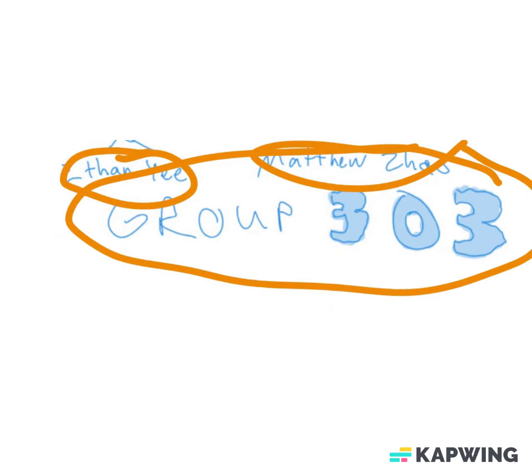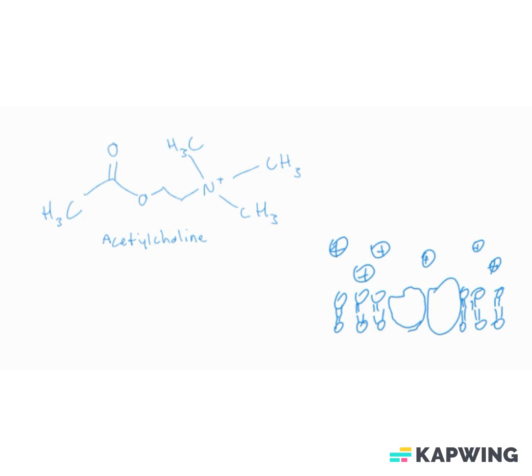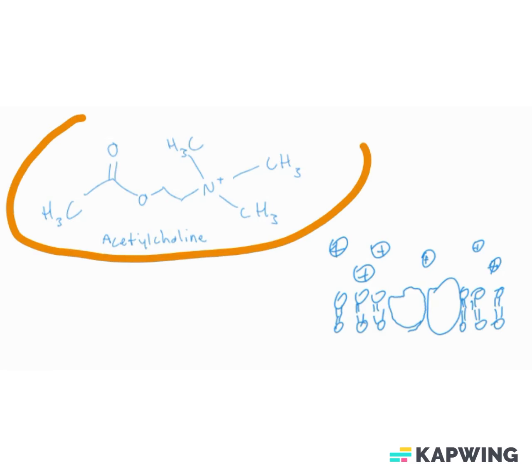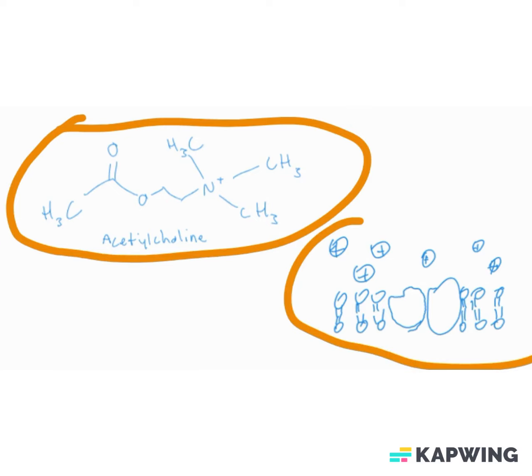Video number 303. We will be talking about the neurotransmitter acetylcholine and its receptor, a ligand-gated ion channel. Acetylcholine signaling is used for thinking and muscle contraction.